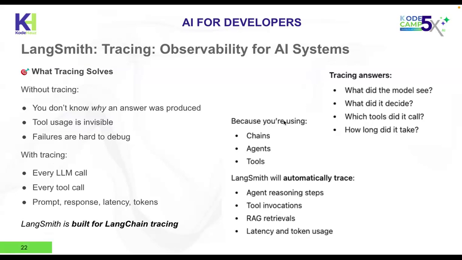But the interesting thing is that with LangSmith, LangChain automatically traces all of those things. Whenever you are using LangChain, you are using chains, agents, and tools, so tracing is enabled internally in all of those primitives, if I use that terminology. But you have to use the LangChain version of it, of course. So LangSmith will automatically trace the agent's reasoning steps, the tool invocations, the RAG retrievals, latency, token usage, and all of that, like we saw. So that's the benefit of tracing.